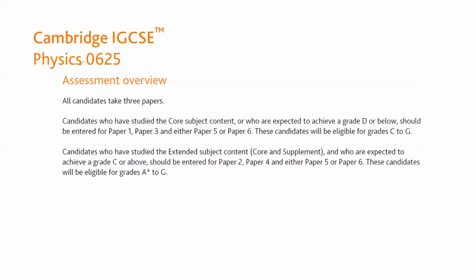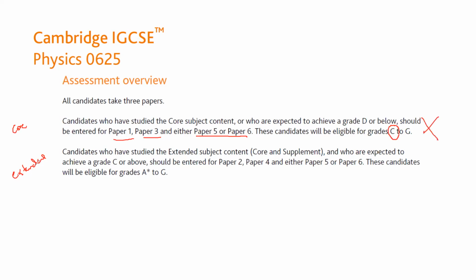The syllabus codes, you have two ways to select. If you want your result in alphabets, then you can select code 0620. And again, the same like chemistry, you have core and you have extended. If you select core, you will select the combination paper 1, paper 3, and either paper 5 or 6. But if you select core, the maximum grade you will have is C. So that's why you will not select core.